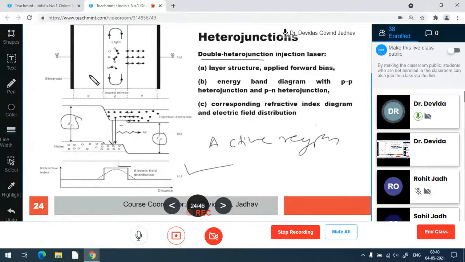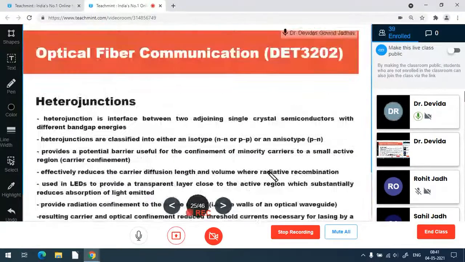The refractive index of the side layers is lesser than the active layer, so this becomes the refractive index structure. At the same time, the electrical field intensity is very high in the active region than the other regions. So that makes the recombination also, pumping also very high in the active region. So this is the heterojunction.